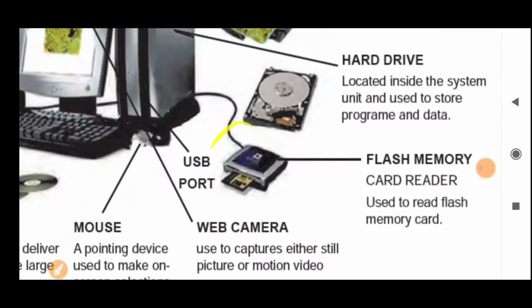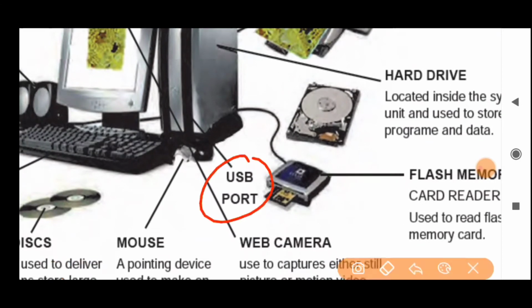Then you also have a USB port. Now this USB, Universal Serial Bus port, allows you to insert your pen drives. Now most of the hardware devices come with a USB port. Initially you had a serial port for your mouse and a parallel port for your printer, but now usually all the hardware devices are manufactured with this USB port. So you can insert that port on any of the electronic devices and transfer the data.